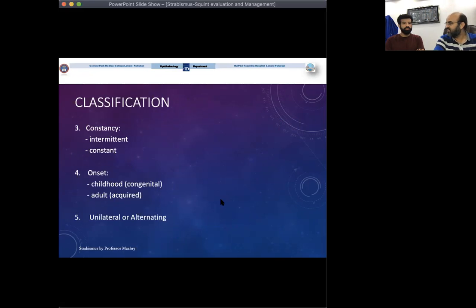Then the onset: if it is right from childhood, it is congenital. But the interesting thing is that, generally, we use the term congenital to mean by birth. For squint, any squint which starts within the first 6 months of age, we label as congenital. And acquired is adult squint. Congenital is basically the same thing as infantile squint. Infantile means the infant is 1 year of age. So infantile esotropia and congenital esotropia are the same terms. Unilateral means when one eye is constantly squinting. Alternate means both eyes squint alternately.